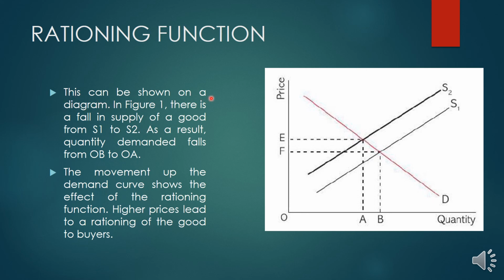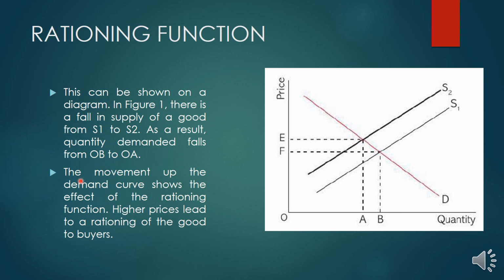Here, this can be shown in the diagram. In figure 1, there is a fall in the supply of a good from S1 to S2. You can see that the supply of the good is reduced from S1 to S2. Supply shifted left. As a result, the quantity demanded falls from OB to OA. Previously we were demanding OB, and now the quantity demanded is reduced to OA. We are moving from OB to OA. The quantity demanded curve is contracted.